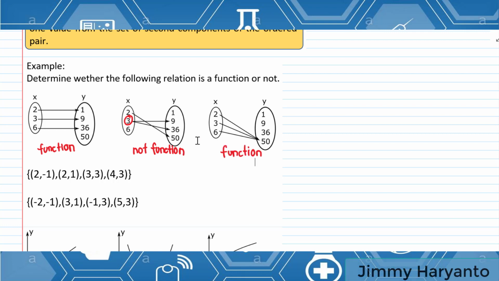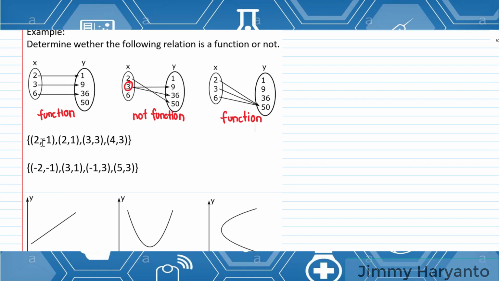And how about to determine ordered pairs? Yeah, (2, -1), (2, 1). Take a look at this. For x equals 2, it has two values of y, negative 1 and 1. So it is definitely not a function. And then for the next, (-2, -1), (3, -1), (-1, 3), (5, 3), each value of x pairs up with one value of y. So it is a function.